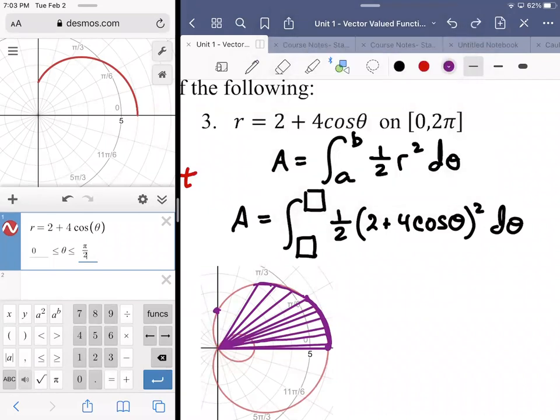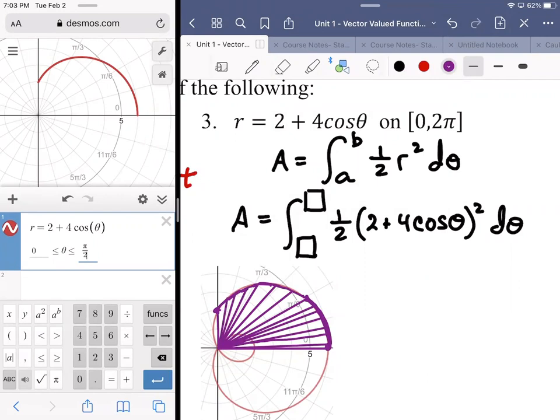Professor, why don't you just do pi? Well, I'm trying to show the progression. Okay. So as I continue on, I'm getting more and more area.